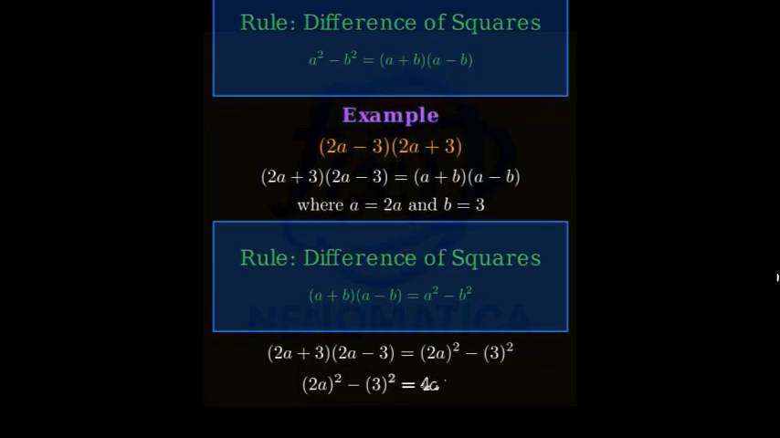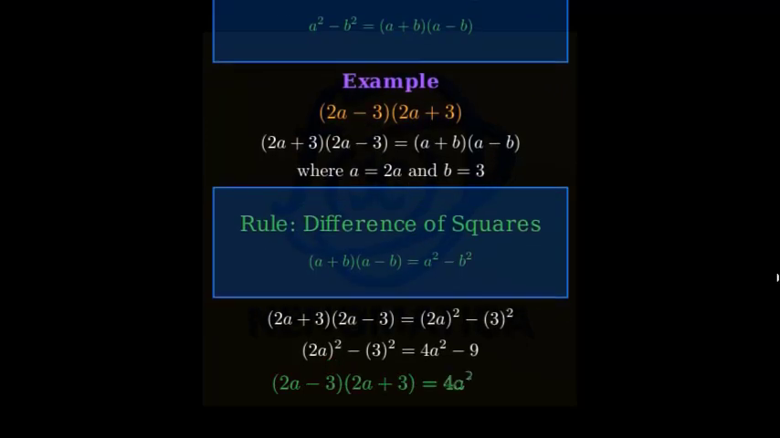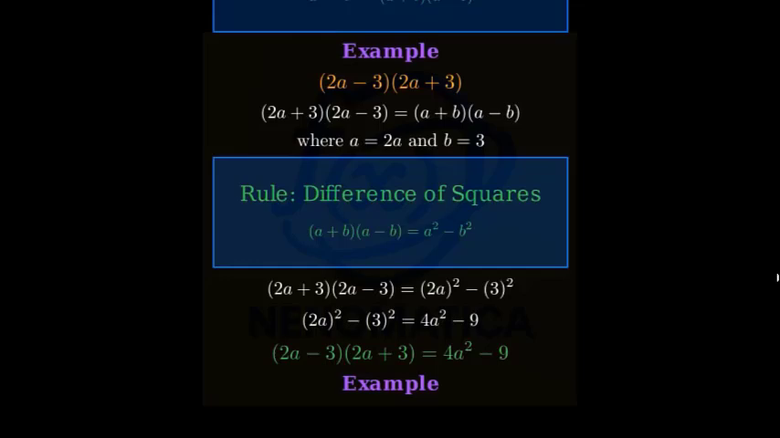Let's calculate this further. (2a) squared equals 4a squared, and 3 squared equals 9. So our final result is 4a squared minus 9. So the final answer to our first example is 4a squared minus 9. Let's look at our second example.